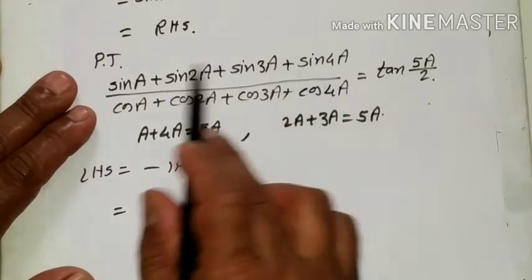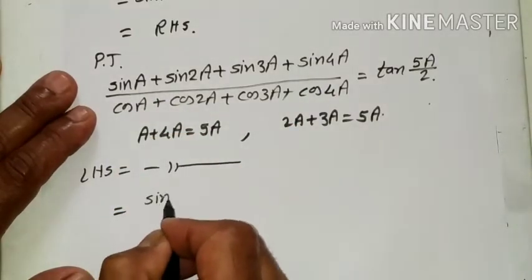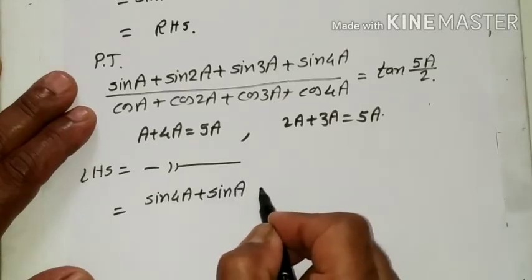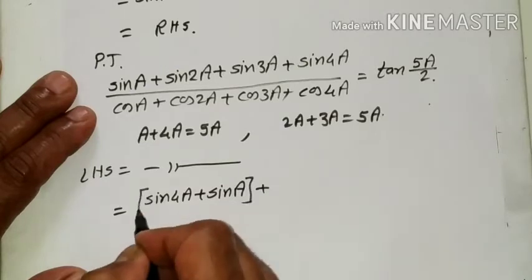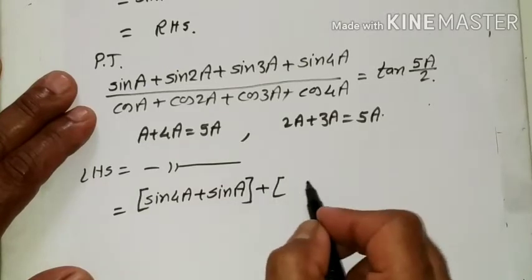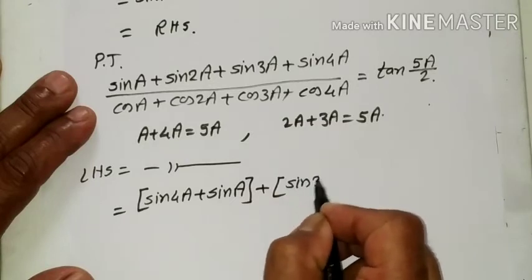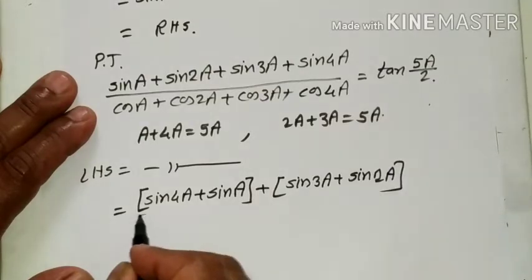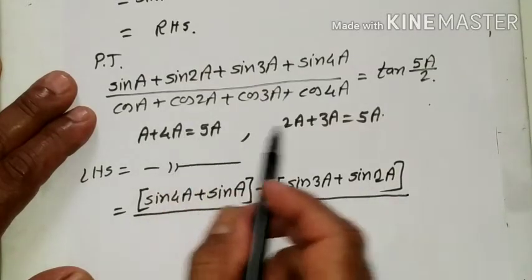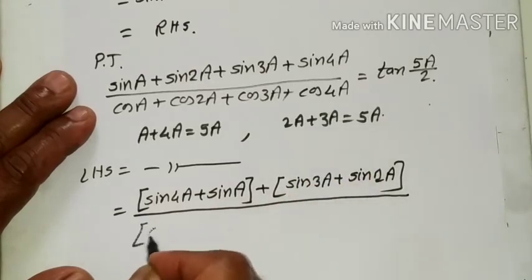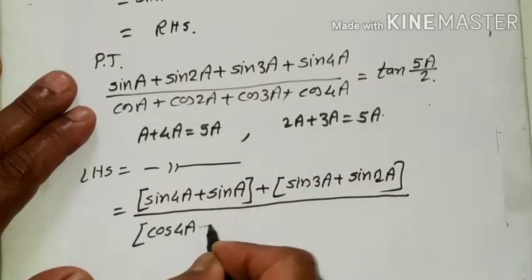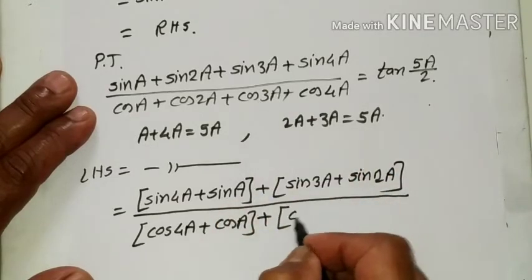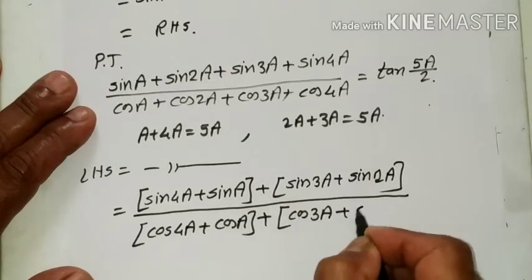adjust the terms, last term and first term: (sin 4a plus sin a) plus, in a second bracket, sin 3a plus sin 2a. Similarly for the denominator also: cos 4a plus cos a plus cos 3a plus cos 2a.